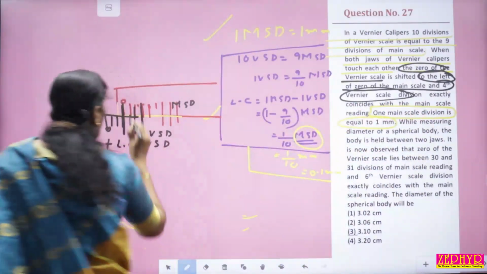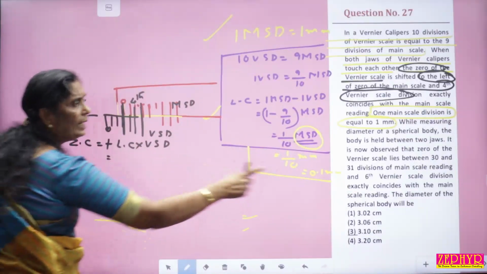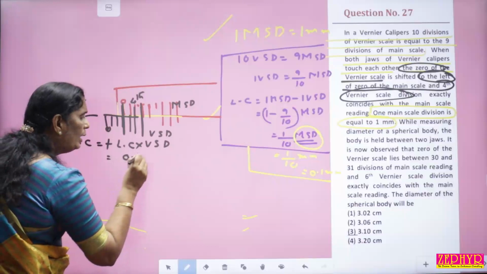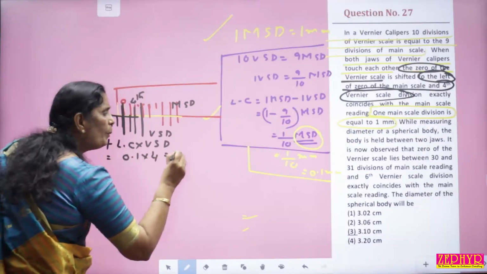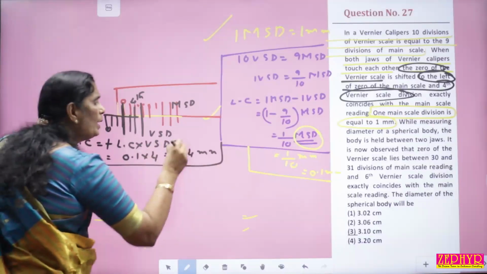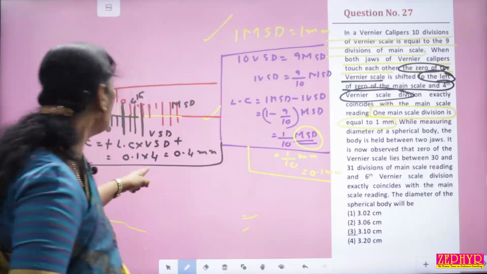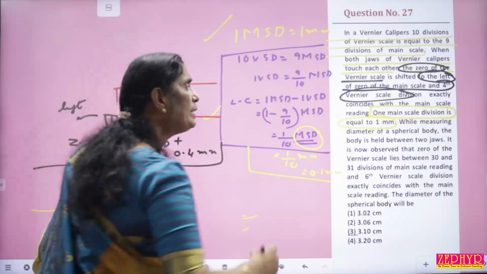Which division coincides? The fourth division coincides. So the least count is 0.1 into 4, which is 0.4 millimeters. Plus or minus: the zero of the linear scale is on the left side, so we add. Like that, your zero correction is ready. After that, what do you have to do?